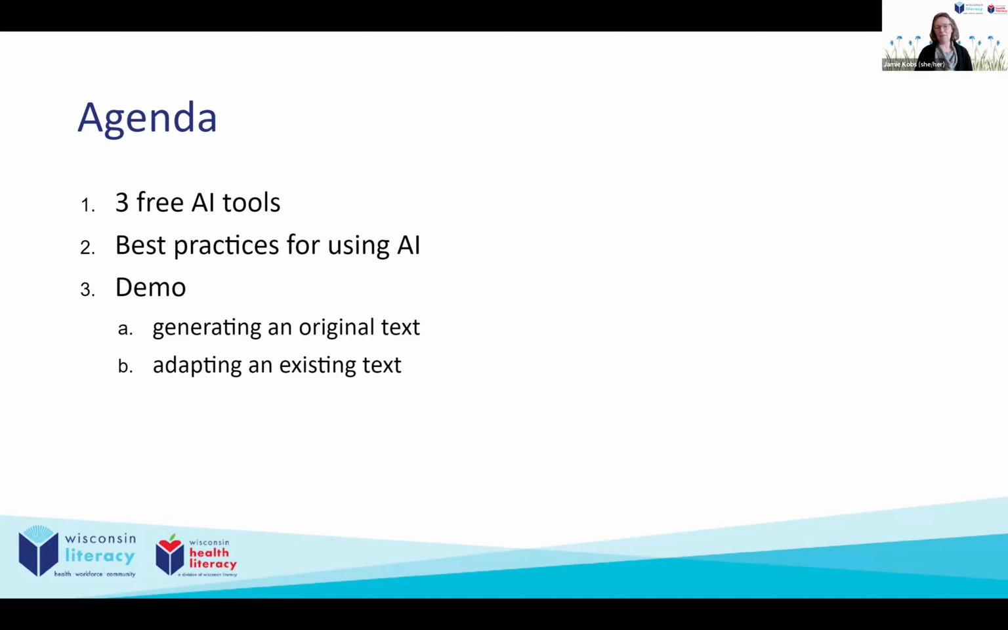And then I'll do a live demo with these 3 tools and we'll generate an original text at a specific reading level. And then I'll show you how to adapt an existing text as well. At any time, if you have questions or comments, please feel free to unmute or just put them in the chat.